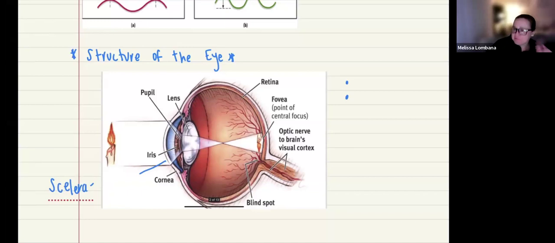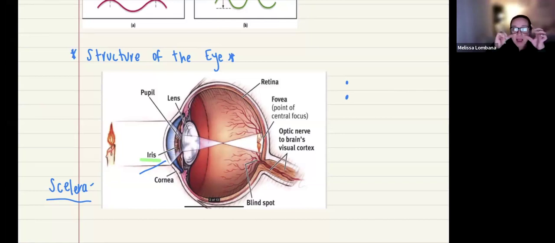Sclera, that word, it's E-R-A. This is the white outer part of the eye that helps us maintain the shape of our eye, and it also protects us from any injury, okay? Then we're going to move on to the iris. The iris is the colored part of our eye, and it contains a muscle that controls the size of the pupil, okay?